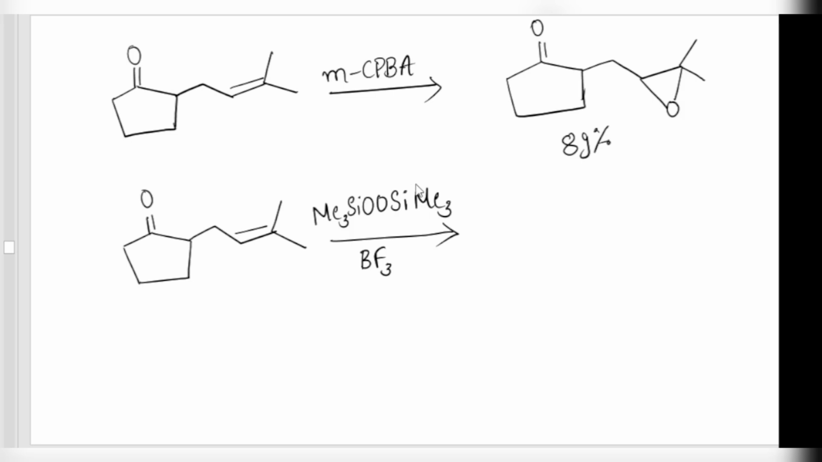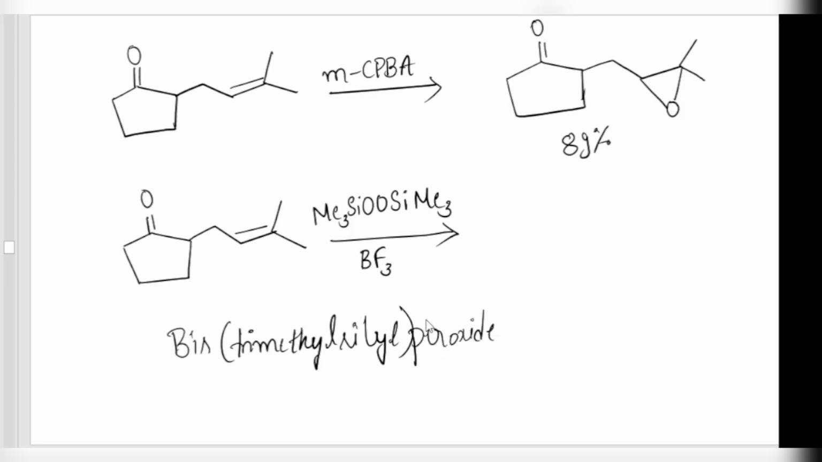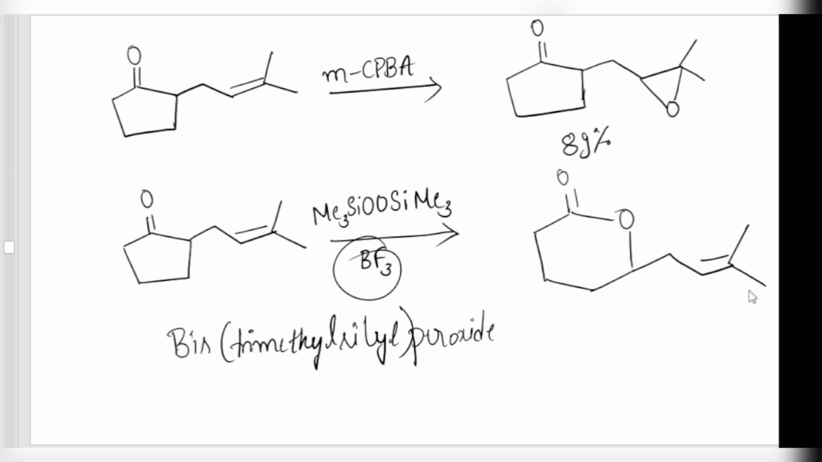Suppose we add this particular reagent for Baeyer-Villiger oxidation, this is bis(trimethylsilyl) peroxide. When we add this reagent with boron trifluoride, we will get the Baeyer-Villiger oxidation in the major amount. That is, oxygen will get inserted over here, and finally we will get a six-membered lactone, and over here we have it like this. The double bond is unaffected, as it is there.